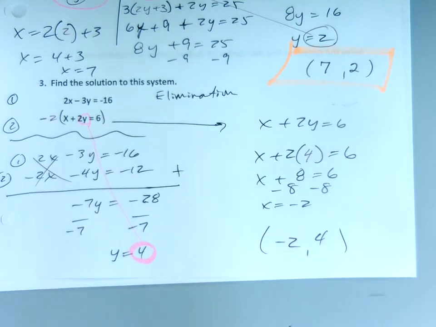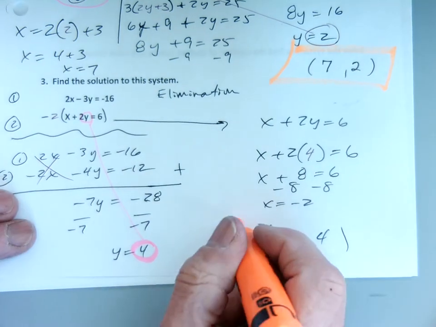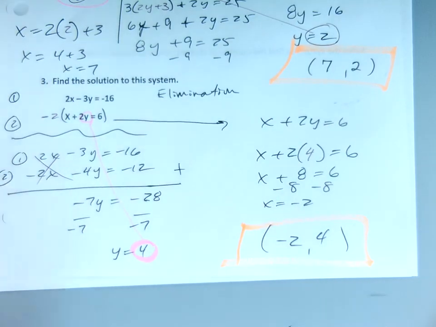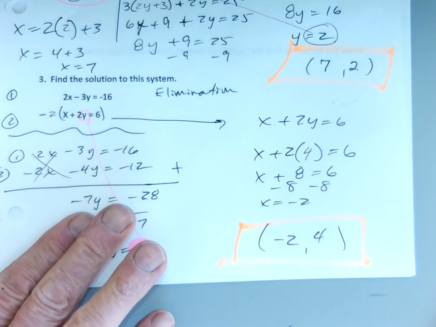So there's my solution. It's got to be negative 2, 4, always x, y, because of the x-axis and the y-axis. There it is, ta-da. Okay, now let's look at the back side.